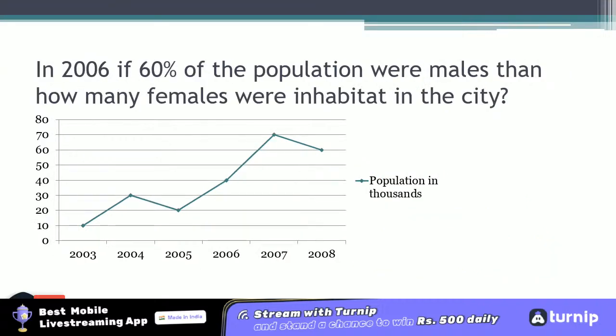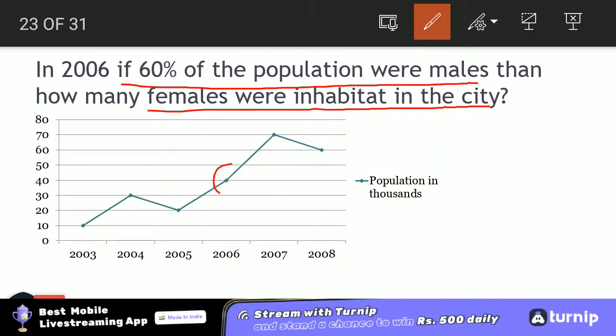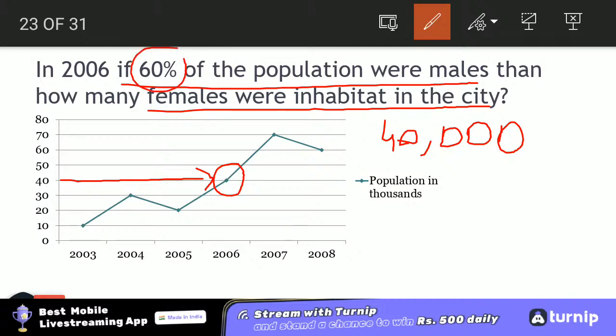In 2006, if 60% of the population were males, how many females were inhabited in that city? Now, you need to be particular. Whatever is the population in 2006, first of all, we need to observe what is the population in 2006. If we observe, the population in 2006 is 40,000. And out of 40,000, how many were the males? 60% were the males. So, how many females do we have?